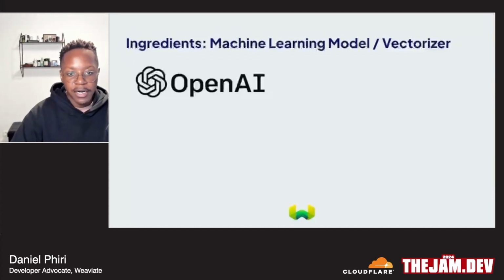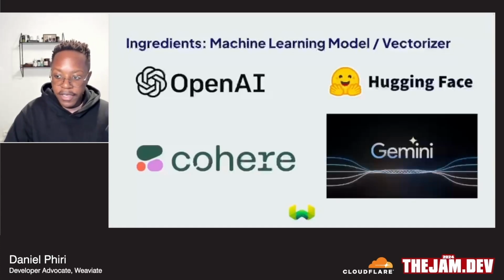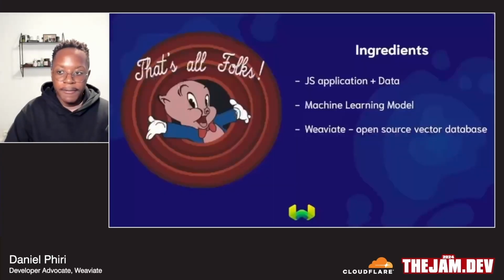Your options are something like OpenAI, Cohere, Hugging Face, Gemini by Google. And of course, a vector database to store these embeddings and use the machine learning algorithms to actually do the search that I just demoed. And that's all you need to get into building AI applications. Just to go over it again: JS application, data, machine learning models, and a database to tie that all in. And all these machine learning models are accessible through Weaviate modules also.